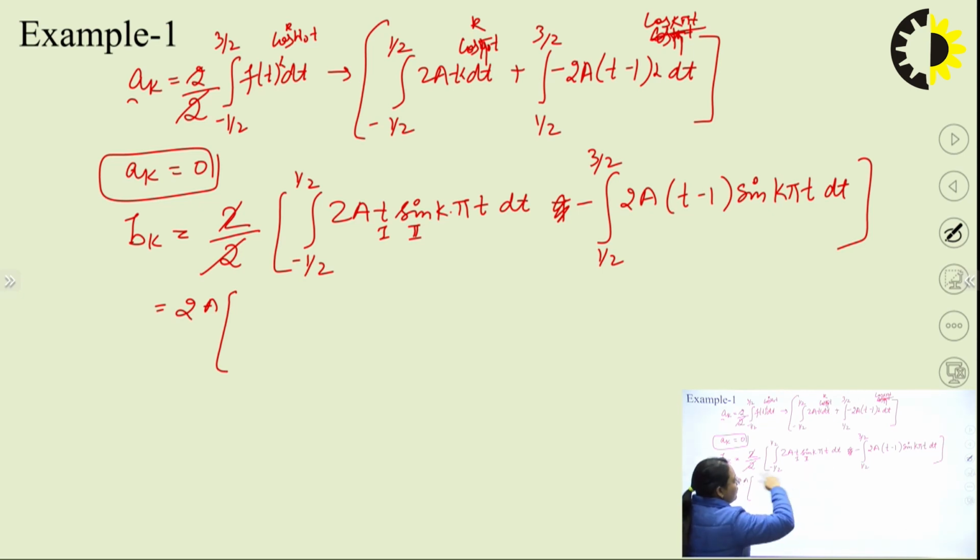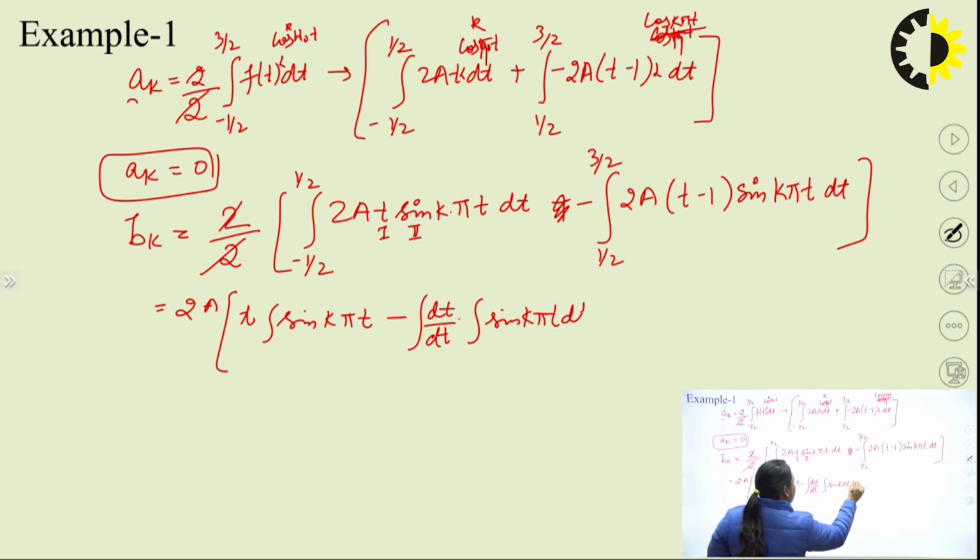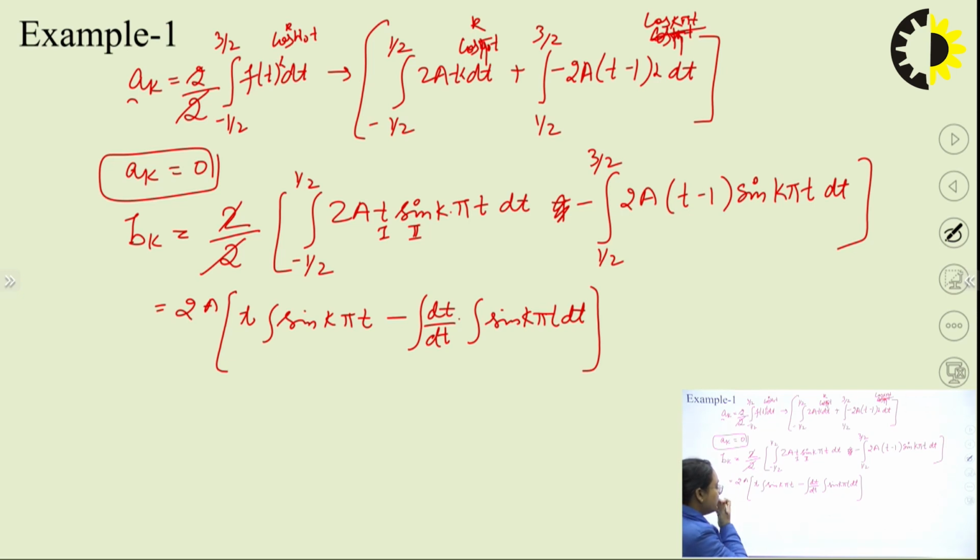From both the sides, this is integration of sin t, integration of t into sin k pi t dt. So first function as it is, second ka integration, that is sin k pi t, and then minus integration of differentiation of first function into integration of second function into dt. That will be the formula for the isolate. And similarly here, and the values are from minus 1 by 2 to 1 by 2.